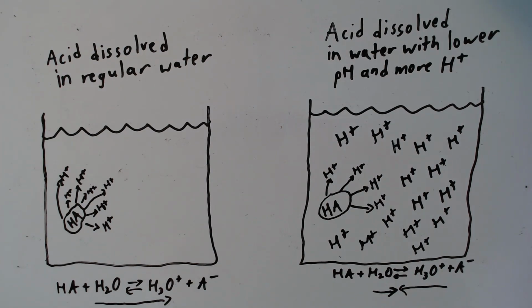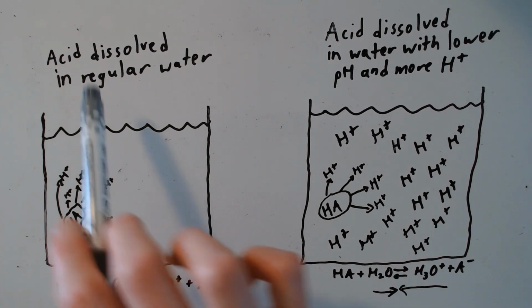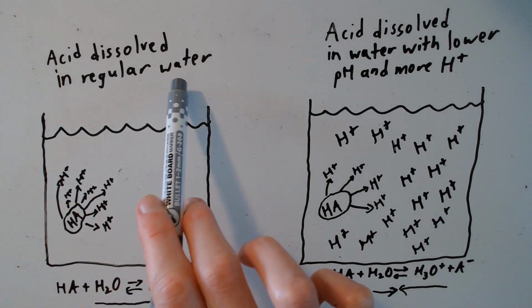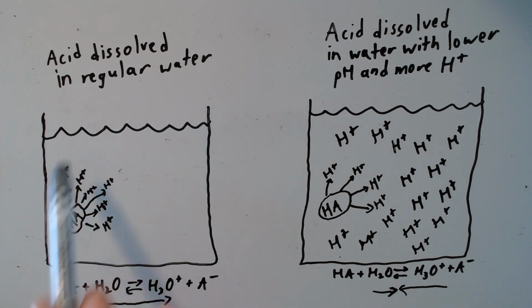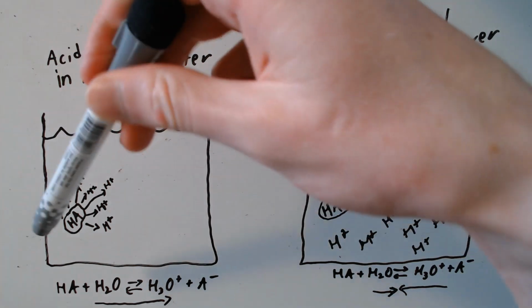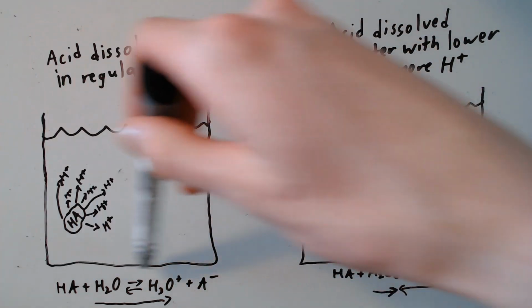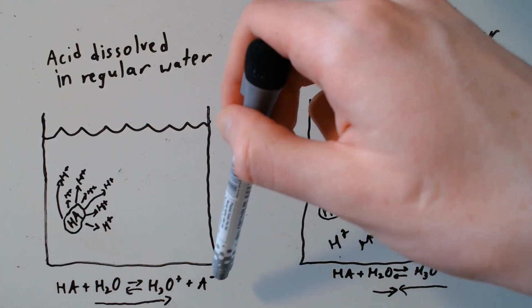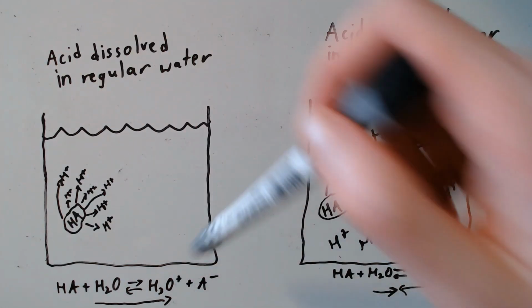So basically what this does is that, let's say an acid dissolves in regular water. This acid releases a bunch of its H+, and they combine with H2O to form the hydronium right here. This reaction goes really forward, like it goes full speed ahead like normal.